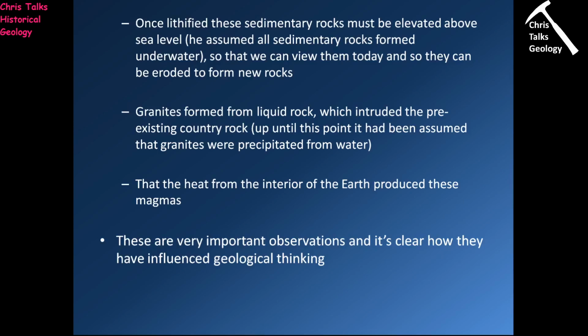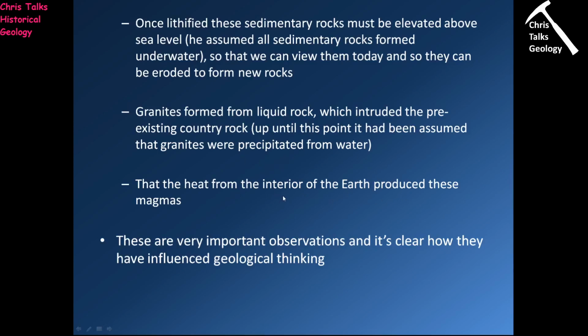Hutton also realised that granites were actually formed from liquid rock, what we would call magma, which had intruded a pre-existing rock. So up until that point, granites had been interpreted as having precipitated from water. Now, once he realised that granites were the result of magma, and that he had to have some kind of mechanism to push his crust up above sea level, he came to the conclusion that the Earth's interior must be hot, and that will produce the magmas, which we see in the form of granites.